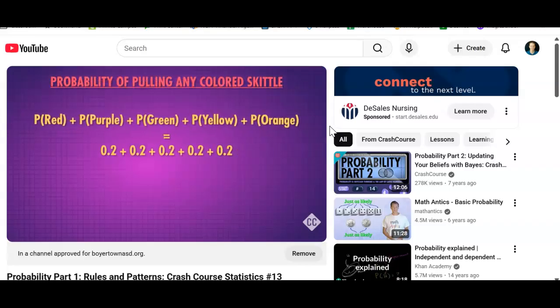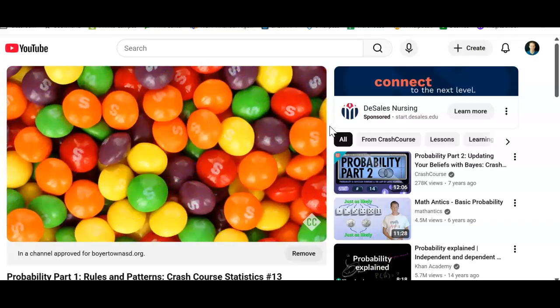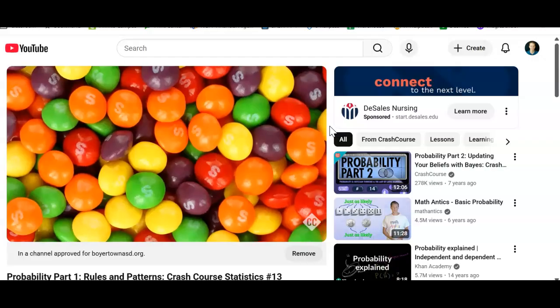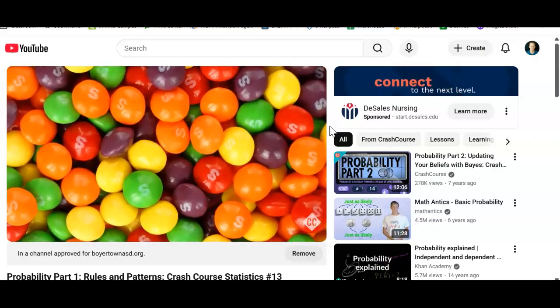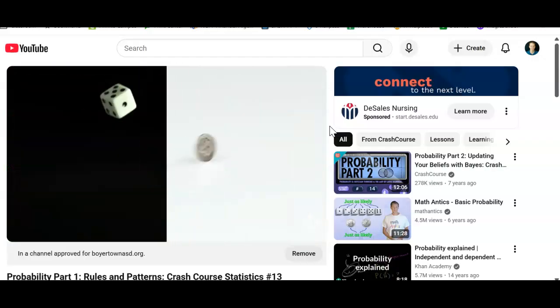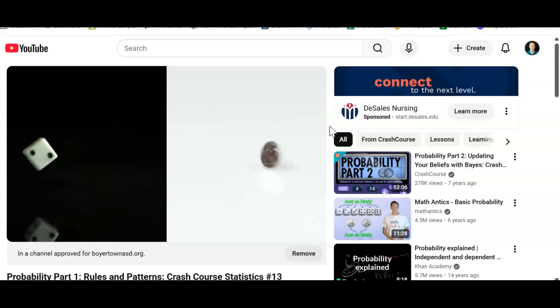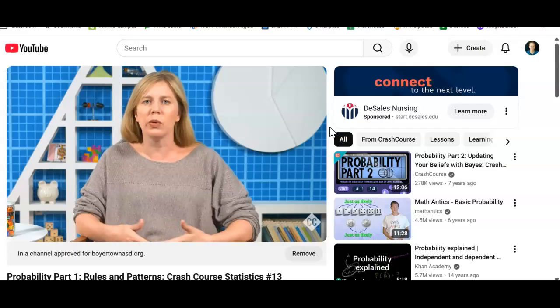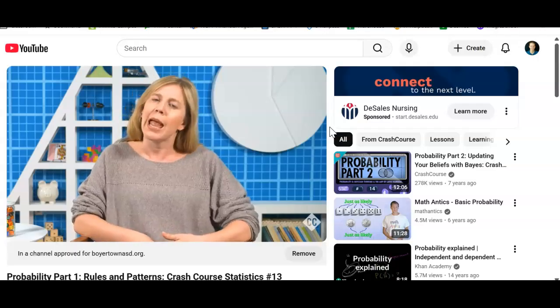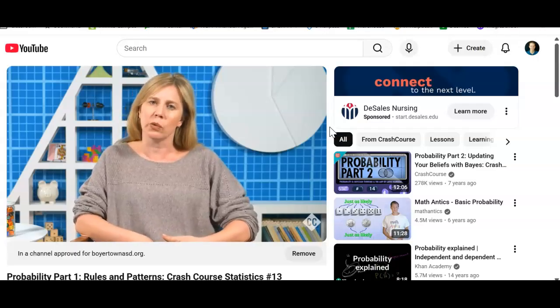I like all Skittles, so the probability I will get a Skittle I like is 0.2 plus 0.2 plus 0.2 plus 0.2 plus 0.2. That's 100%. Good odds. Red and purple Skittles are mutually exclusive, but not all the events we're interested in are. For example, if you roll a die and flip a coin, the probability of getting tails is not mutually exclusive of rolling a 6, since you can both roll a 6 and flip tails in the same turn. Since P of tails and 6 is not equal to 0, these two events are not mutually exclusive, and we'll need to adjust our addition rule accordingly.